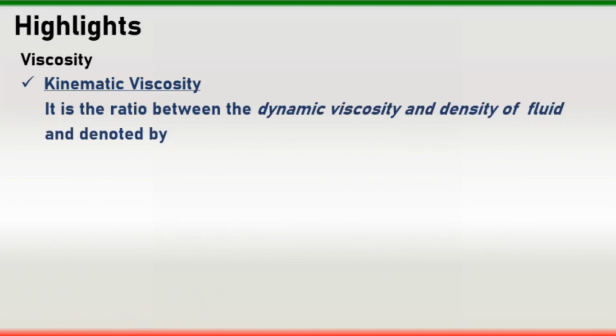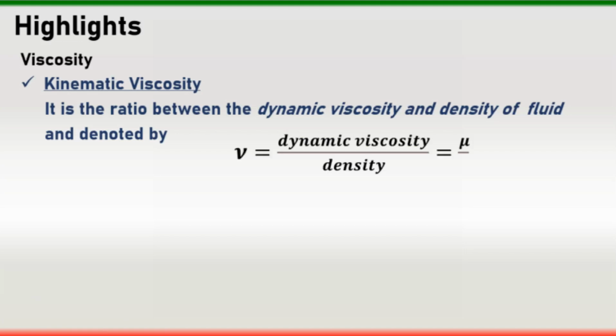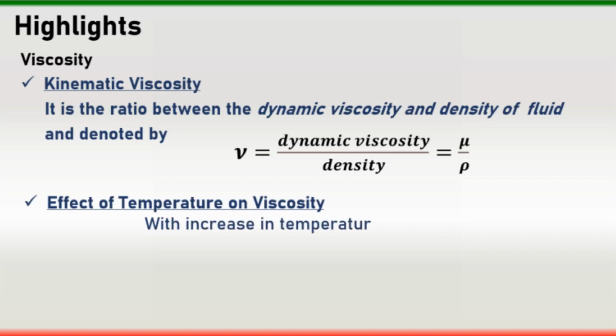Kinematic viscosity is a fundamental property of fluid defined as the ratio between dynamic viscosity and density of the fluid. It quantifies a fluid's resistance to flow relative to its density, and it is denoted by the formula nu equals dynamic viscosity divided by density.